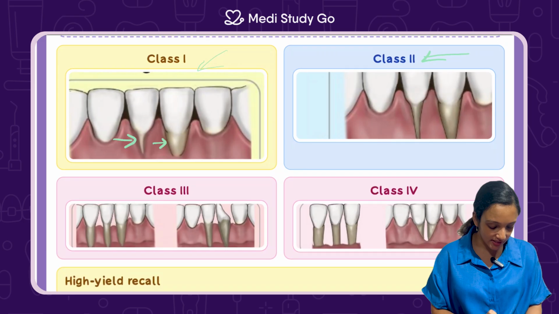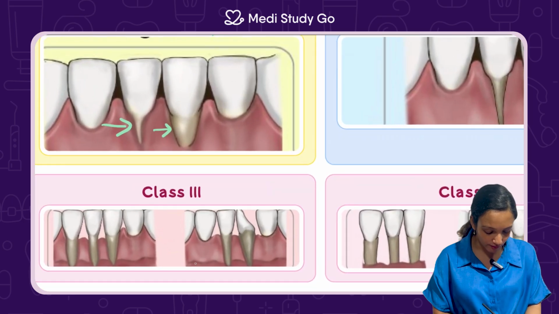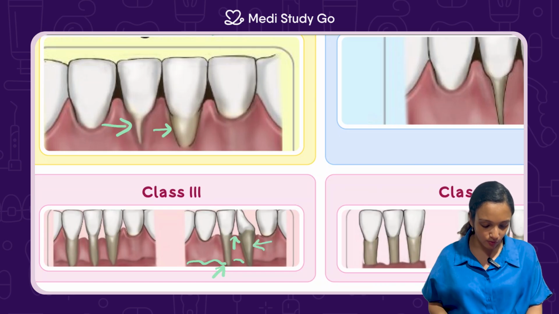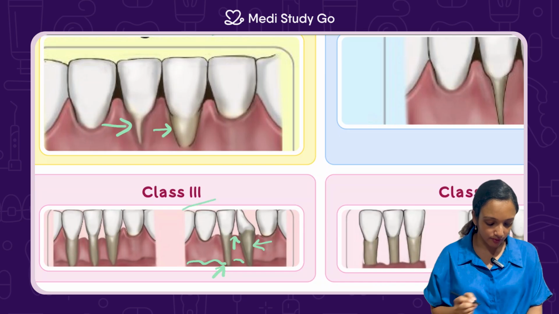So it will look like something like this. So the recession defect has extended beyond the mucogingival junction as is seen here, and there is some amount of loss of interdental bone and soft tissue and tooth malposition as well. So this is class 3.